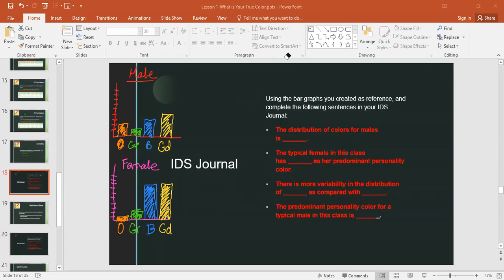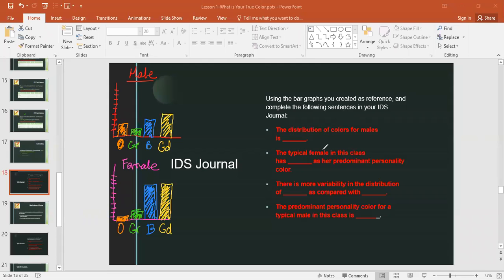So we have our male and our female bar graphs here. We have 4 statements in our IDS journal that are essentially going to be answered based on our male and female bar graphs. So we want to use the bar graphs that we created as a reference and complete the following sentences in your IDS journal. The distribution of colors for males is blank.